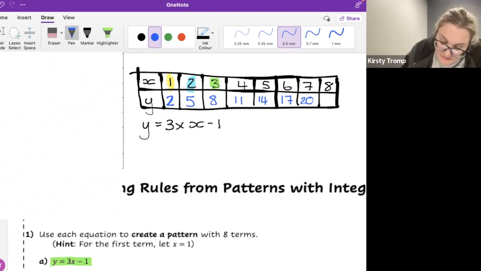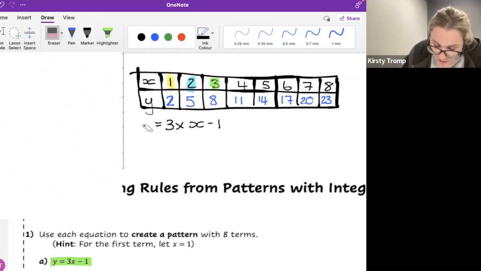3 times 8 is 24, minus 1 is 23. Well done. Thank you so much, Nikki. No problem, miss. Thank you. Okay. Right, guys. So Nikki helped me fill this in.